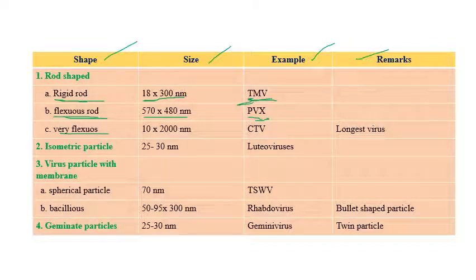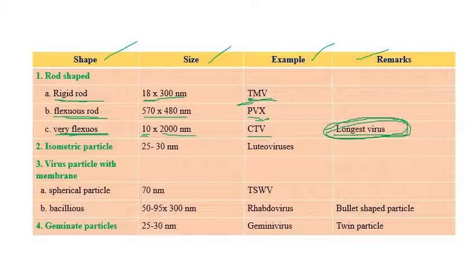Abbreviations were discussed earlier in taxonomy as well as the nomenclature of plant viruses. The next one is very fluctuating, in the sense that the size ranges from 10 to 2000 nanometers in diameter. The best example is Citrus tristeza virus, the longest plant virus discovered so far. The size ranges from 10 to 2000 nanometers.